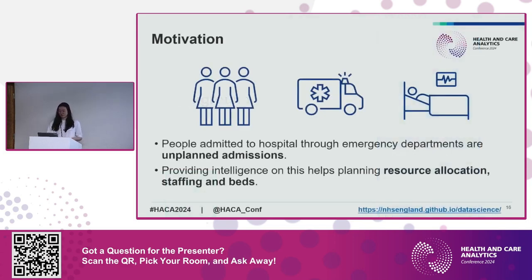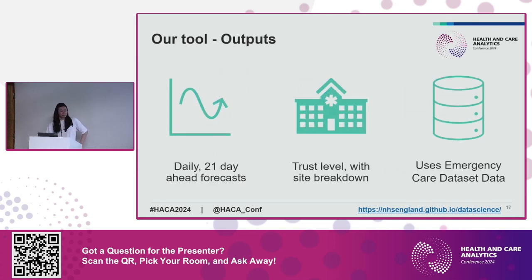So for a bit of background, people admitted to hospital through emergency departments are unplanned admissions. Providing intelligence on this helps planning resource allocation, staffing, and beds. The tool is a daily 3-week look-ahead forecast at trust level with site breakdowns, and it uses the emergency care dataset.